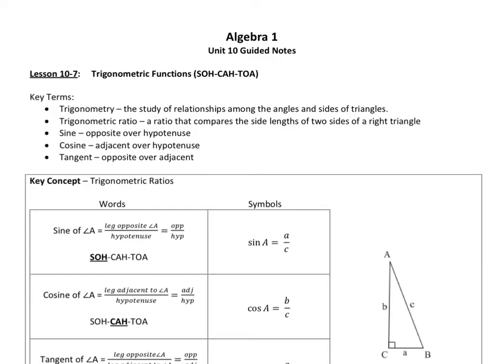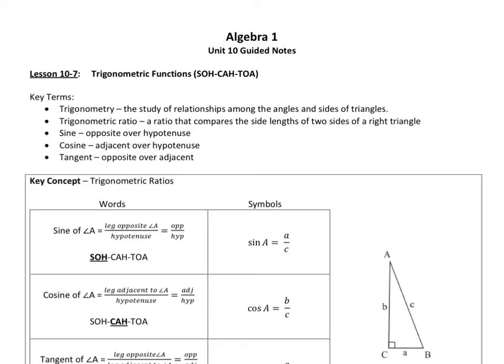So far in our history, we have looked at the inside of triangles. For example, the sum of all the angles in a triangle adds up to 180. We've also looked at the sides of a right triangle and said, well, if we have a right triangle and we know two sides, we could use the Pythagorean theorem to find the third side.